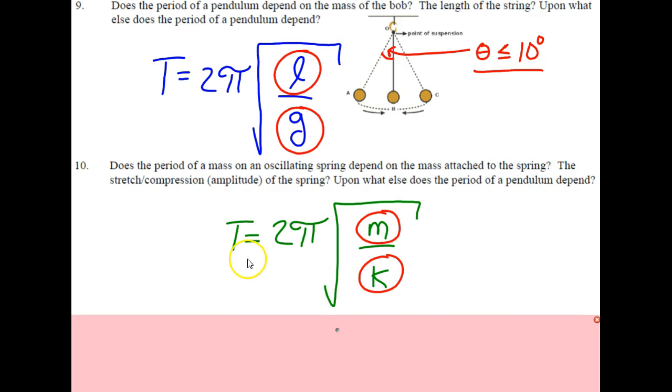But nonetheless, period of an oscillating spring, T equals 2 pi square root of m over k, the spring constant. The dependent variable is m. So does the period of a mass on an oscillating spring depend on the mass? The answer is yes. That is the dependent variable. The stretch, compression, amplitude of the spring? The answer is no. Nowhere in the equation do we see x. And upon what else does the period of an oscillating spring depend? It also depends on the spring constant of the spring itself.